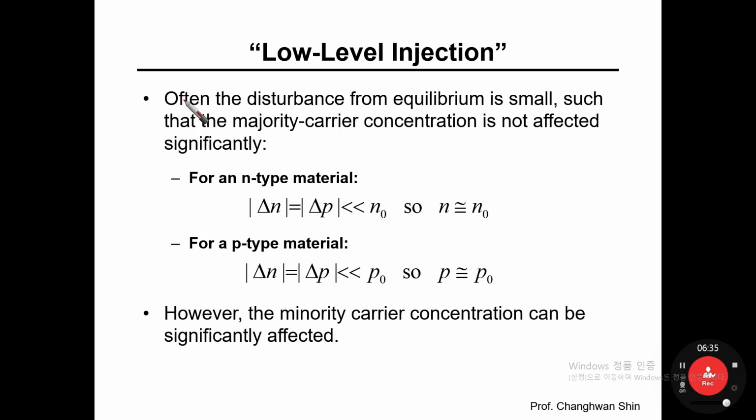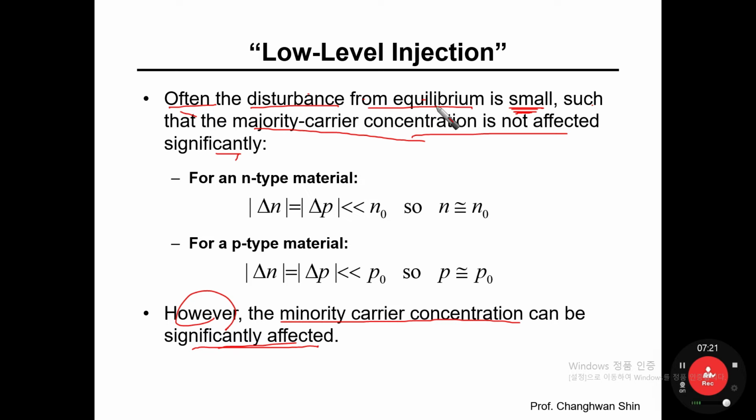So let me read the sentence that I have brought from your textbook. Quite often, the disturbance, simply speaking any variation or modification from equilibrium, so the amount of non-equilibrium, if we can measure it, is very small. So if this disturbance away from equilibrium is very small, for example, such that majority carrier concentration is not affected significantly, however, minority carrier concentration can be significantly affected.